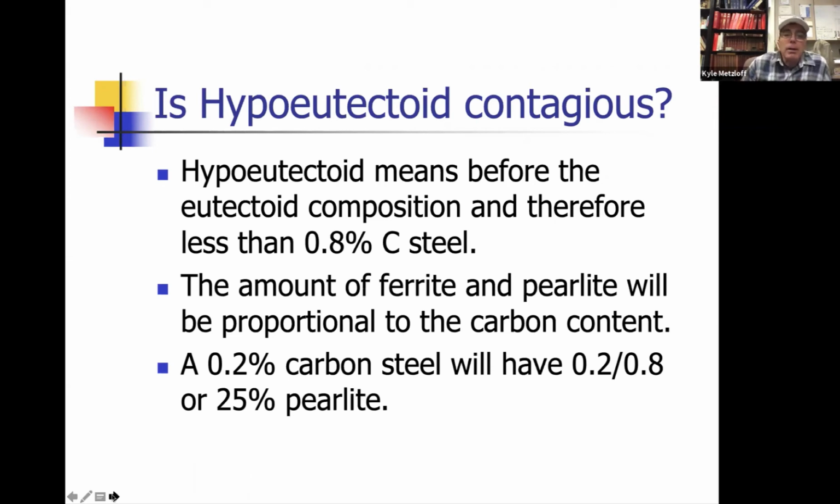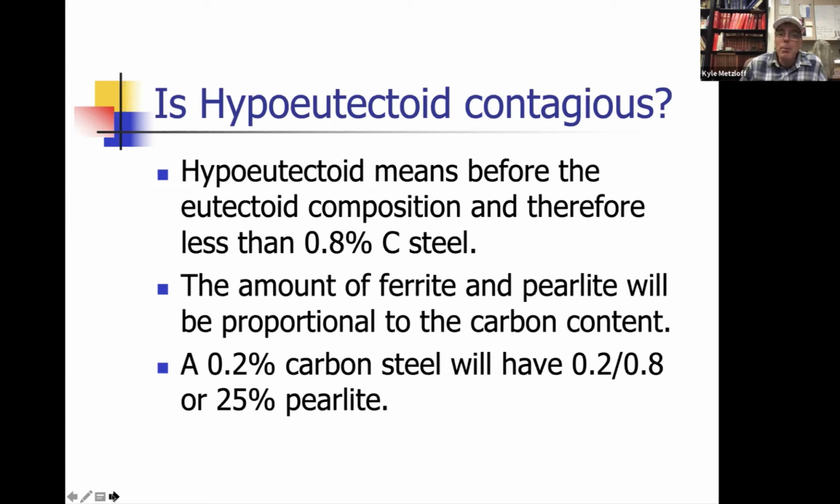Hypoeutectoid, what does that mean? Holy crap, another word. So hypo versus hyper, what do those two words mean? Hyperactive, you may have been called that as a child. Hyperactive means more than active. Hypoactive would mean less than active. So right now, listening to me, some of you might be hypoactive. You're falling asleep or something.